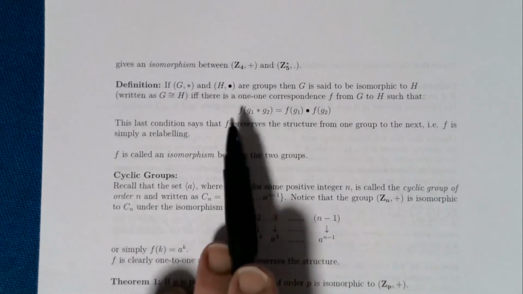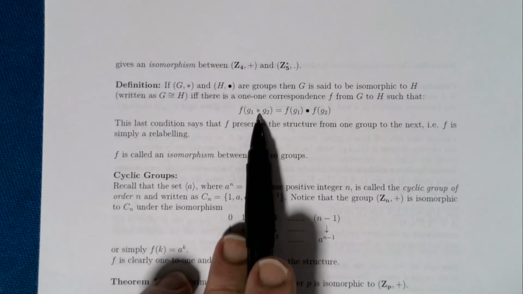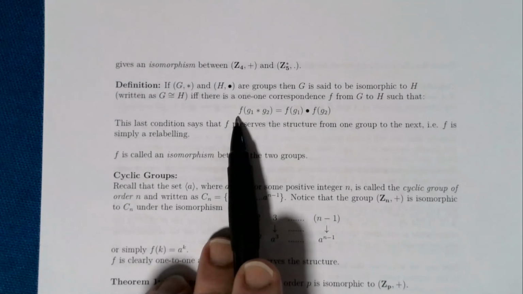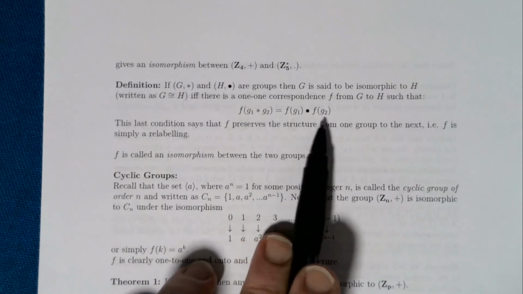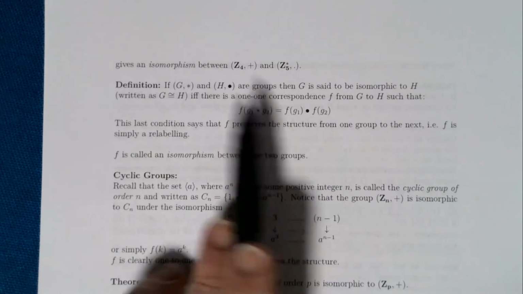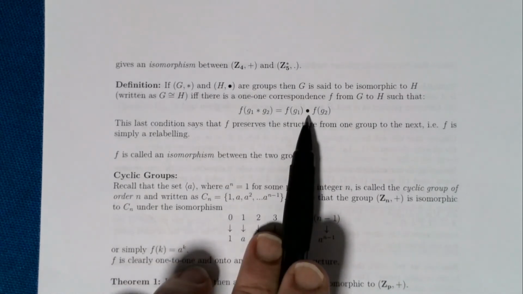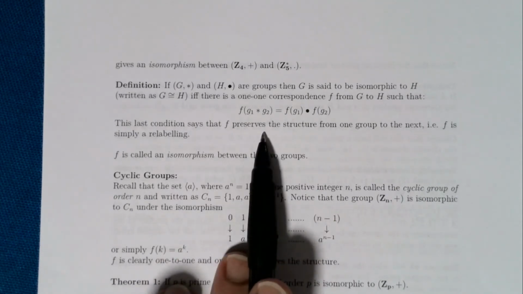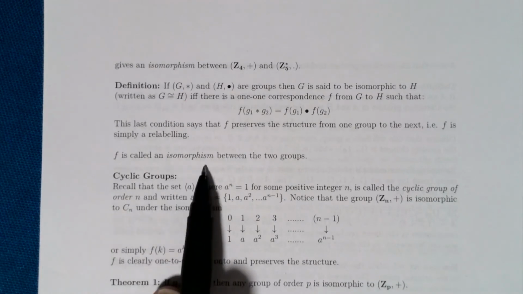That is, if I multiply two elements in G using that multiplication, and then I apply this one-to-one correspondence, this map F, then I get the same as if I were to apply F to each of the elements G1 and G2. That would land me in H, and then I combine those two elements using the multiplication in capital H. So this last condition says that F preserves the structure from one group to the next, i.e. it's simply a relabeling and it preserves structure. And this F is called an isomorphism between the two groups.